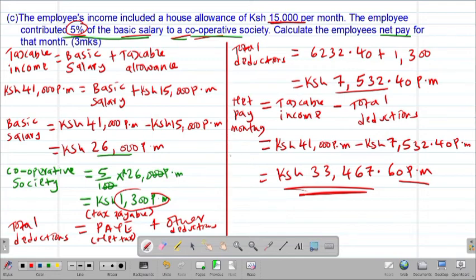Therefore, this was our last lesson on taxation. It means that in the next lesson, we'll be looking at a different topic.